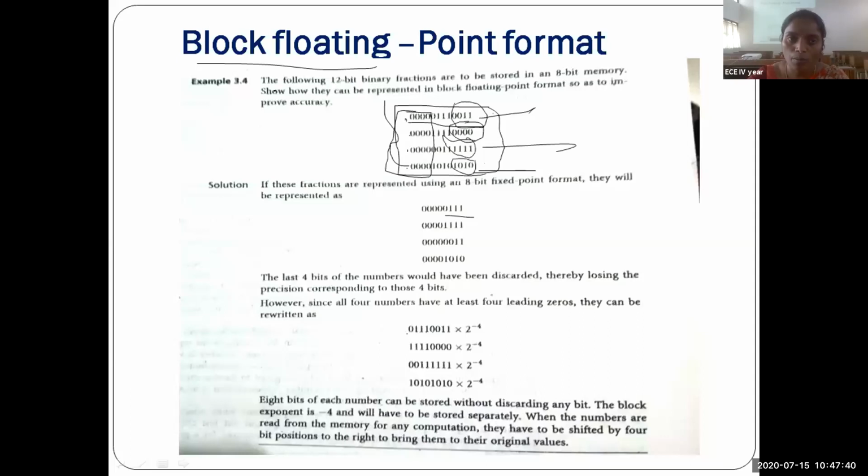So this is said to be block floating point format. If you discard the LSB bits, we lose accuracy. So that's why we went for block floating point format, in which the common block is stored separately. Every time you need to call that memory. Now 8 bits of memory is enough to store these numbers. So this is called block floating point format. This is one more format supported by the DSP processor.